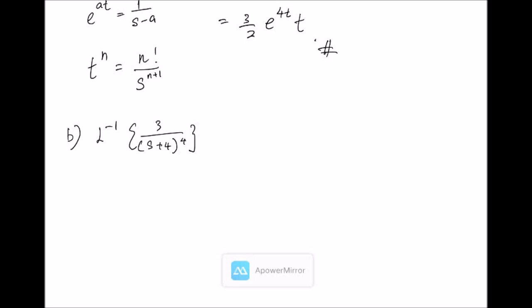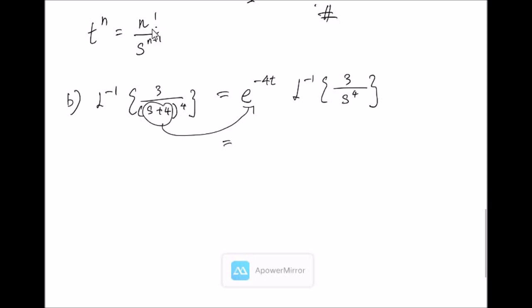In this question, we also know that s plus 4 has something to do with the exponent, equal to 1 over s minus 8. So in this case, what is a equal to? Do you know? It is minus 4. Okay, so I write down here exponent negative 4t. So we are left with 3 over s power of 4. So this part already changed to here. So we are left with 3 over s power of 4.